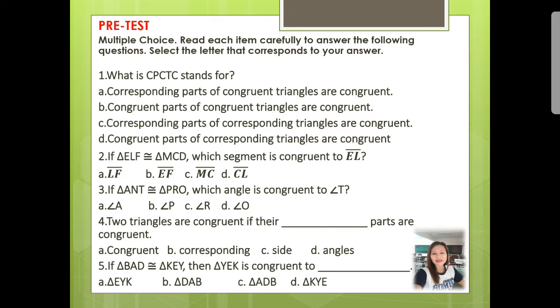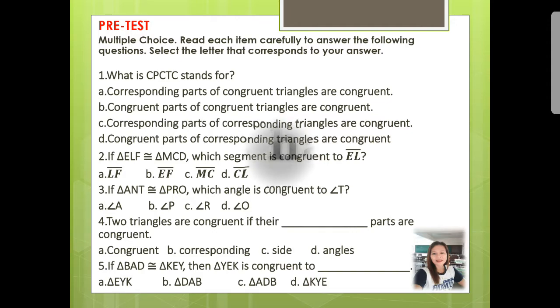Number 5, if triangle BAD is congruent to triangle KEY, then triangle YEK is congruent to letter A, triangle EYK, letter B, triangle DAB, letter C, triangle ADB, or letter D, triangle KYE. So the answer is triangle YEK is congruent to triangle DAB, and that is letter B.